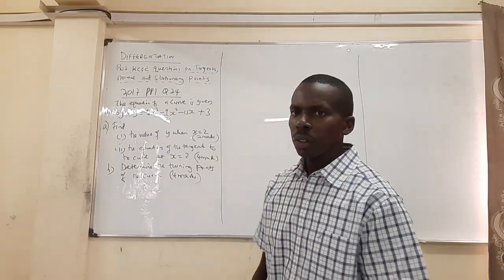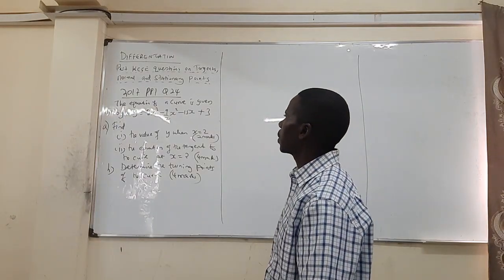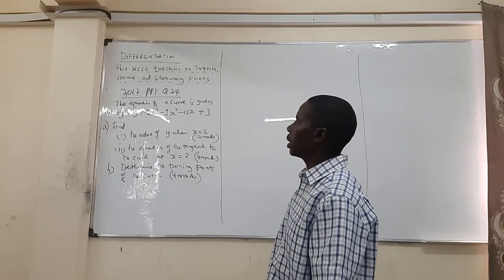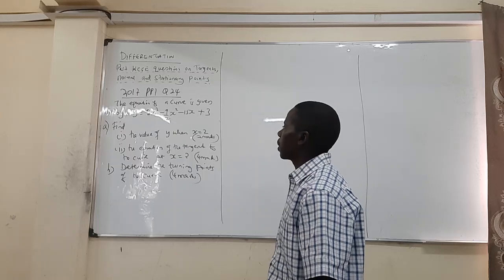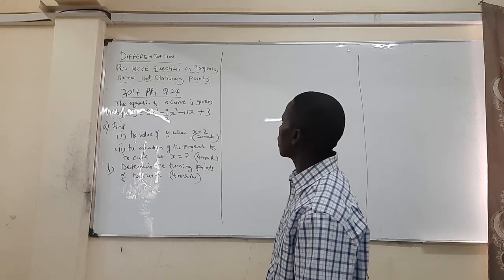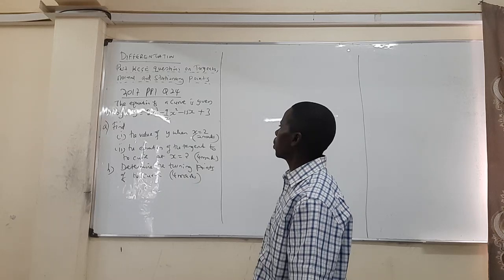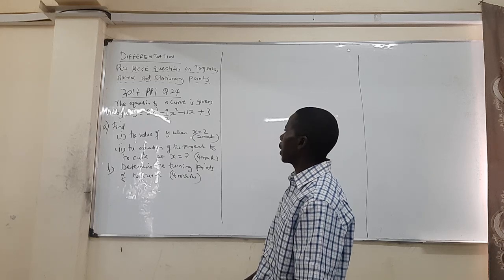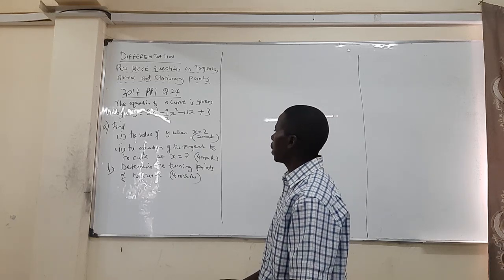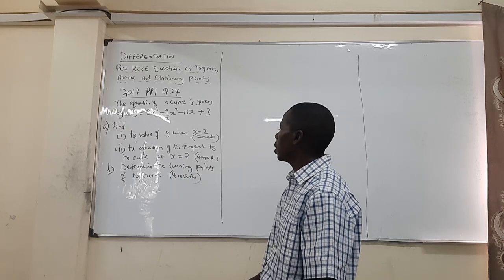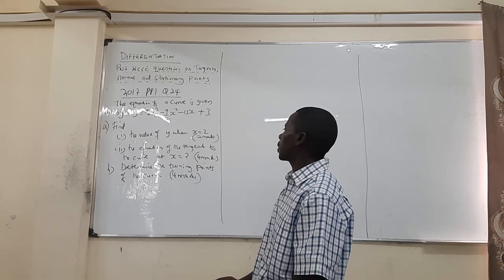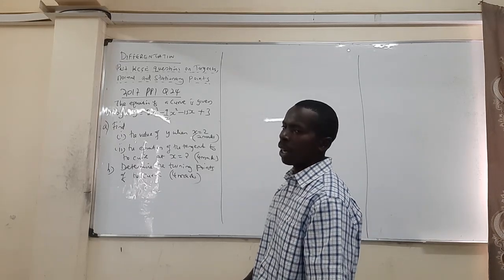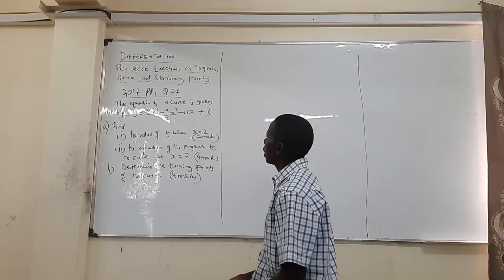So we are going to look at question number 2. This one is from the KCSE 2017 Paper 1, question number 24. The question says that the equation of a curve is given by y equals 2x cubed minus 9 over 2 x squared minus 15x plus 3. You are required to find the value of y when x is 2, then the equation of the tangent to the curve at x equals 2, and also determine the turning points of the curve.